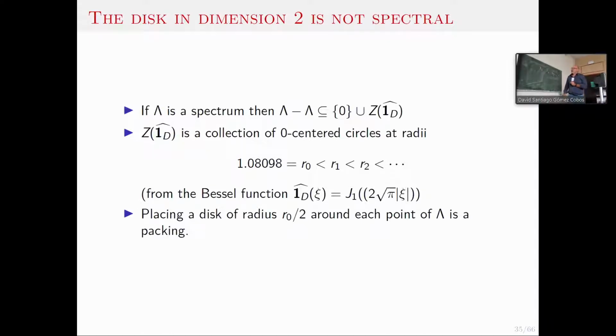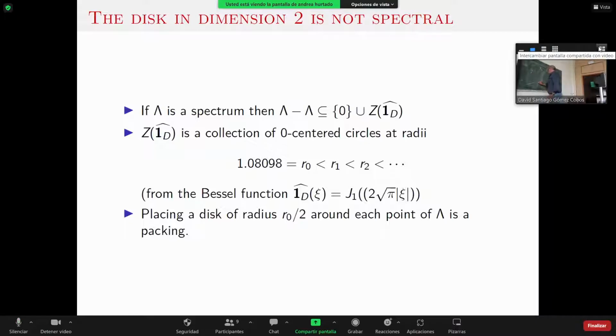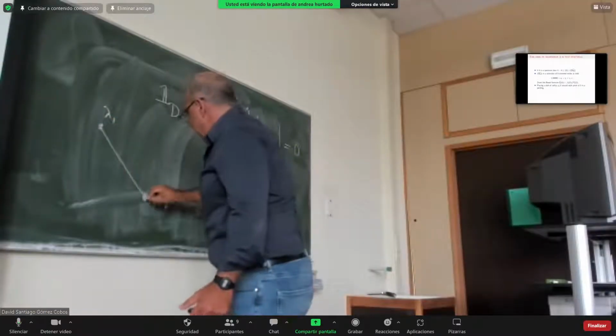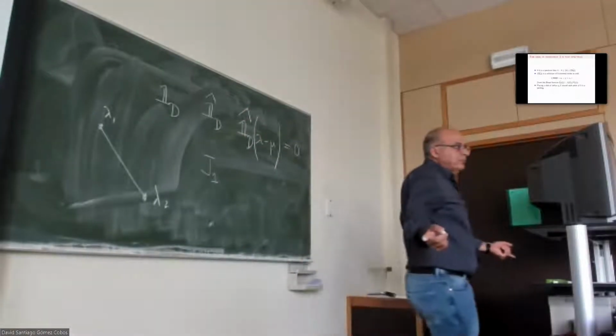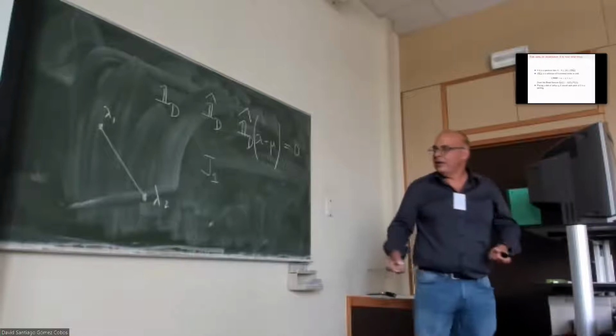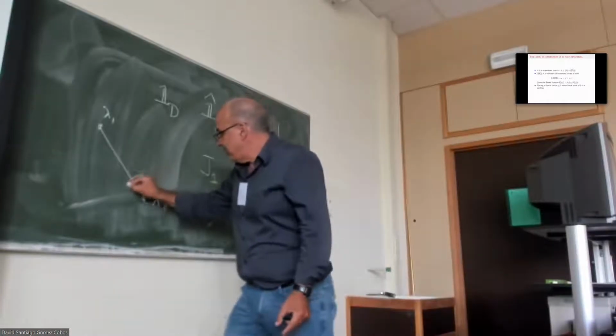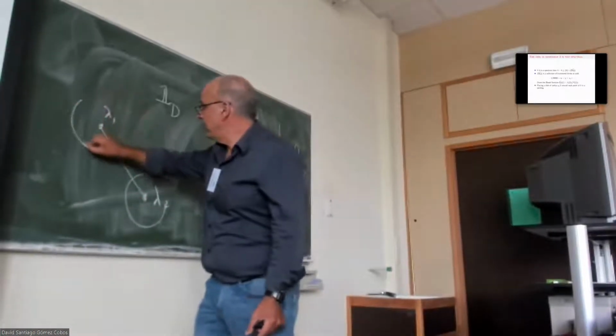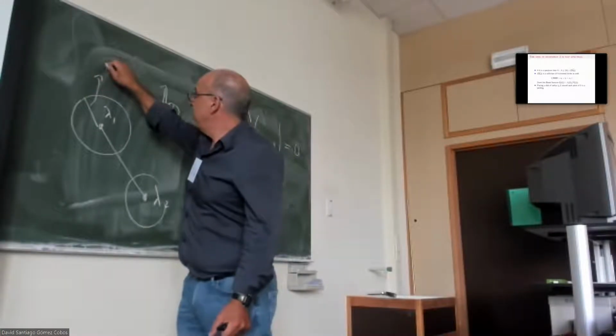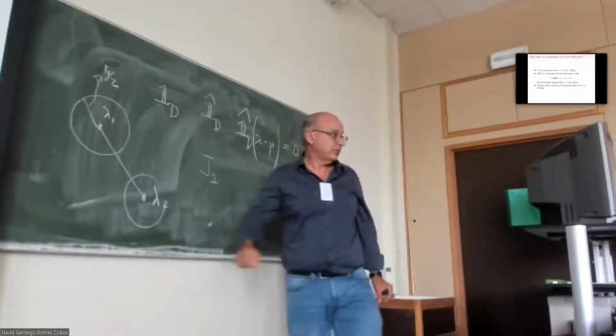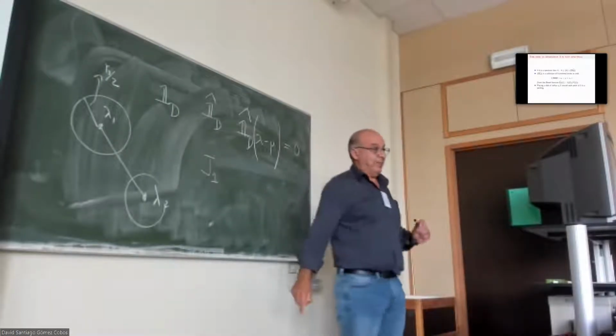Now, what happens if we place a disk of radius r0 over 2 around every point of lambda? So the point of lambda, say lambda 1 here, lambda 2 there. This distance must be one of the rj, either r0 or r1 or r2 and so on. r0 is the smallest one. If I put a disk around each lambda of radius r0 over 2, then these disks are non-overlapping.